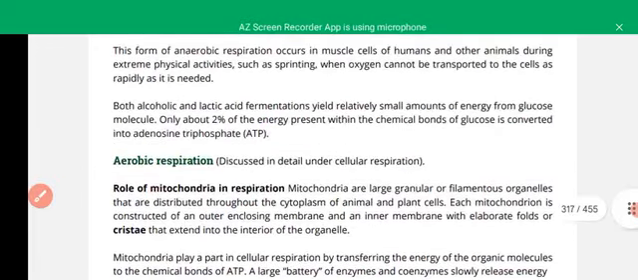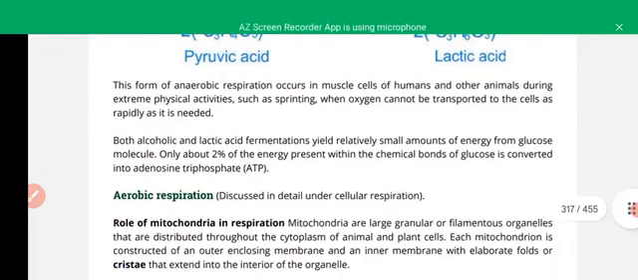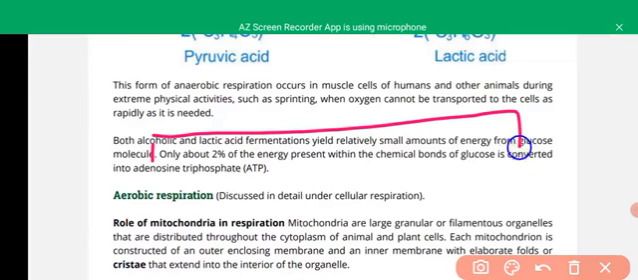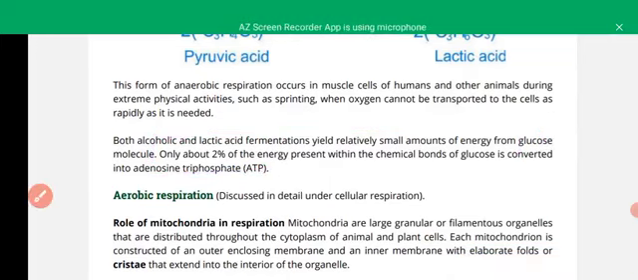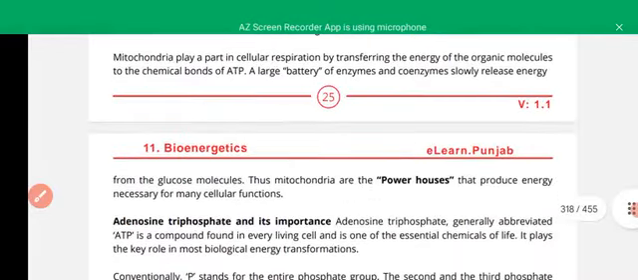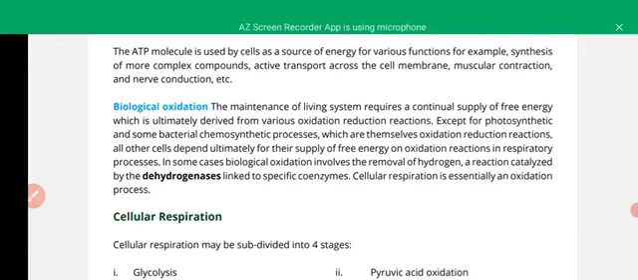And then we came across anaerobic respiration. Only about 2% of the energy present in the chemical bonds of glucose is converted into ATP. So it is a poor energy source, whereas in aerobic respiration the maximum amount of energy is gained. Then we came across biological oxidations.